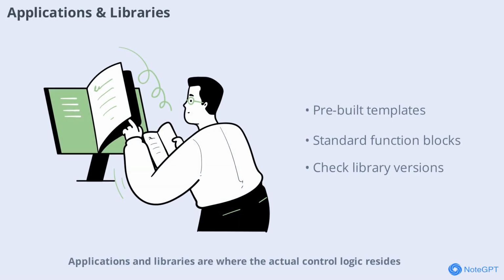Applications and libraries are where the actual control logic resides. This section of the project contains pre-built templates, standard function blocks, and custom logic tailored to your plant's needs. Familiarizing yourself with the available libraries such as BasicLib, ControlLib, and DriveLib is essential. These libraries provide tested and reliable building blocks for common control tasks, reducing development time and minimizing errors. Always ensure the library versions in your project match the design specifications to avoid compatibility issues.